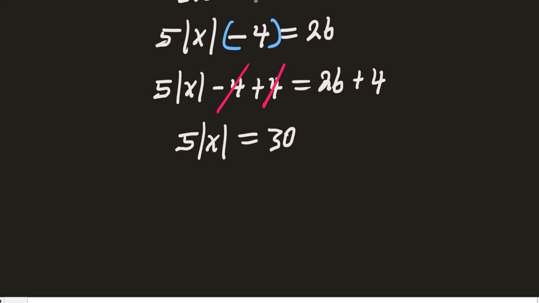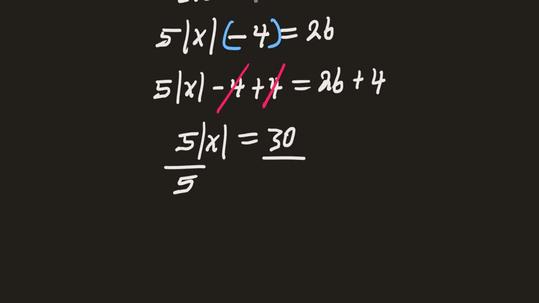Next, we have to divide both sides by 5. And 5 is going to cancel 5 from here. 5 divided by 5 is 1. 30 divided by 5 is 6. So the absolute value of x is equal to 6.